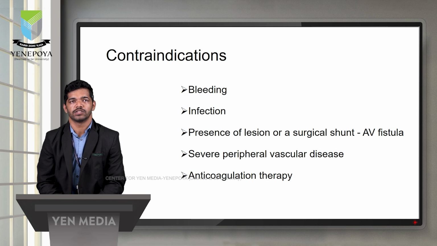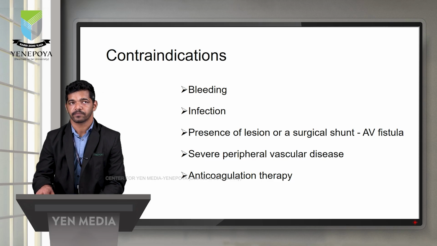And these are the contraindications to obtain an ABG sample: bleeding, infection, presence of a lesion or a surgical AV fistula, severe peripheral vascular disease, and anticoagulation therapy.